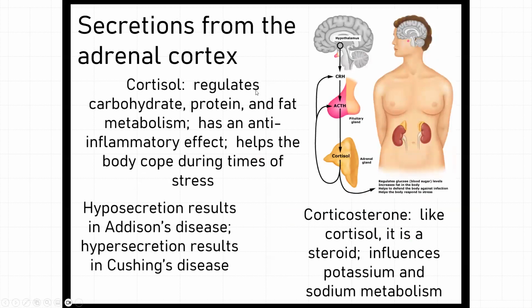Secretions from the adrenal cortex: cortisol regulates carbohydrate, protein, and fat metabolism, has an anti-inflammatory effect, and helps the body cope during times of stress. Hyposecretion results in Addison's disease. Hypersecretion results in Cushing's disease. Whereas corticosterone, like cortisol, is a steroid. It influences potassium and sodium metabolism.